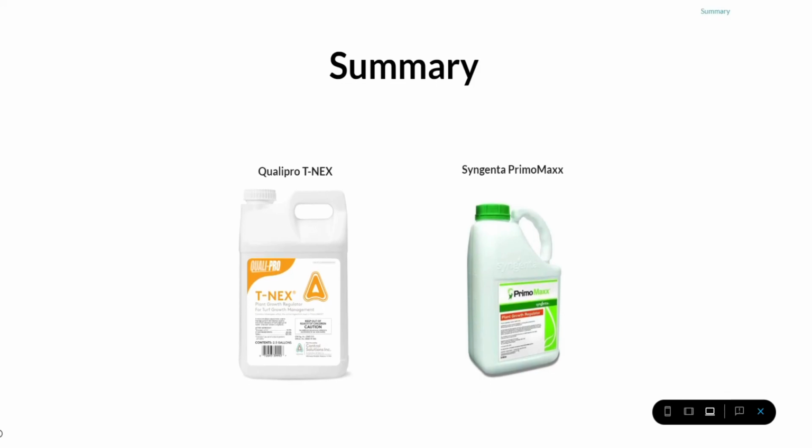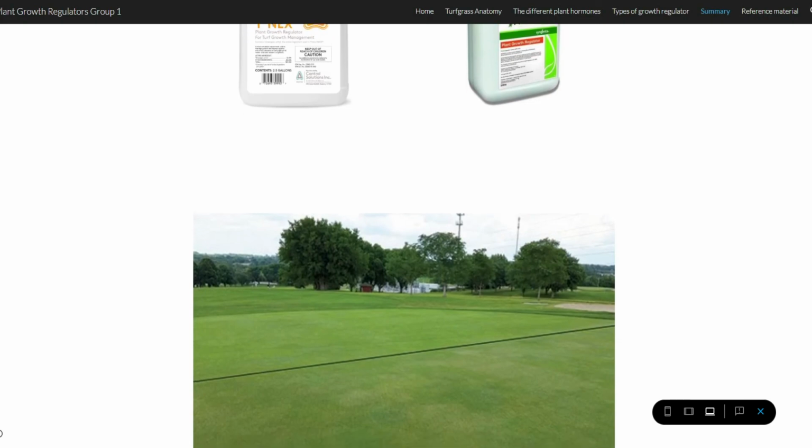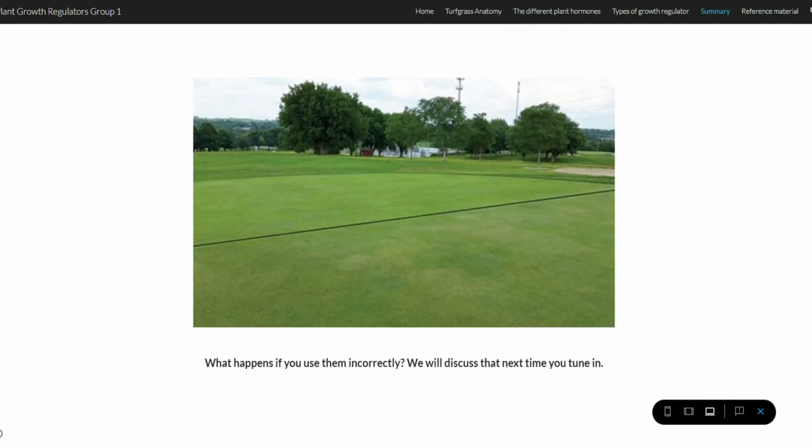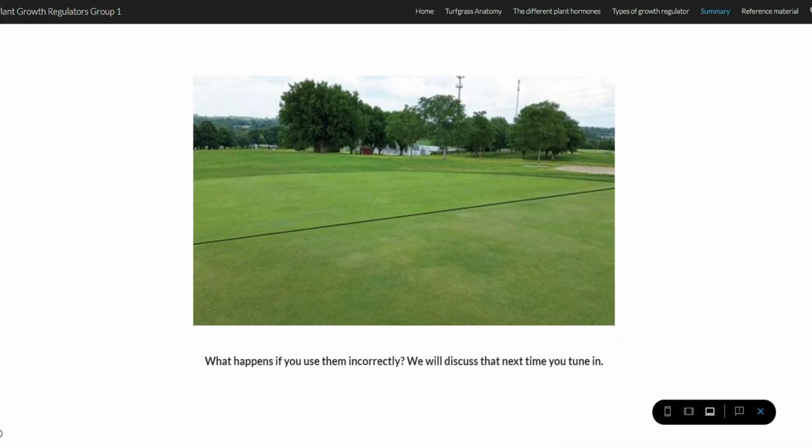Our next presentation will cover proper use of plant growth regulators to avoid any negative effects as shown on this picture. The top half is untreated, but the bottom half has been improperly treated with PGRs.